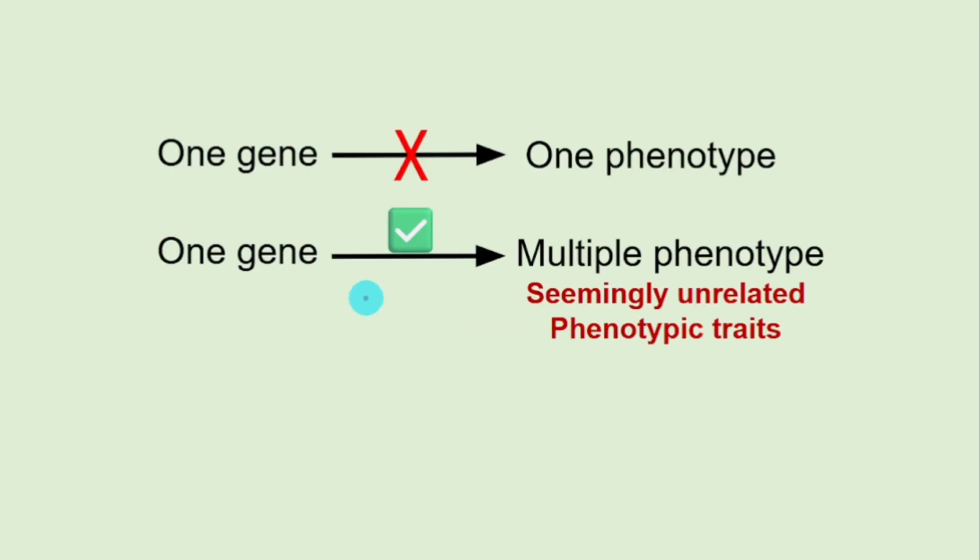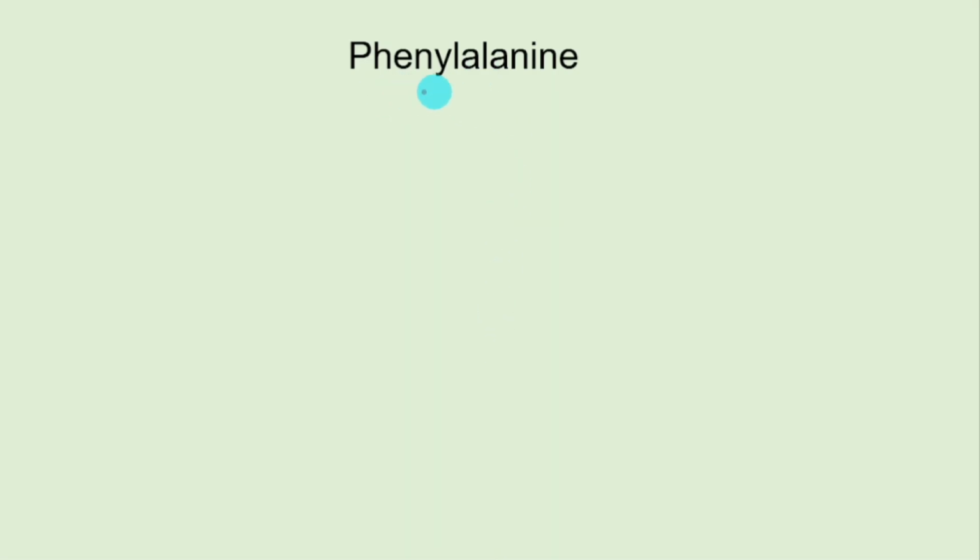So now we will try to understand how mutation in one gene can lead to multiple phenotypes. So see, you have learned about this amino acid. This is an essential amino acid, phenylalanine, and the enzyme phenylalanine hydroxylase. This will act on phenylalanine and it will remove the CH3 group, and in turn tyrosine will be produced. Now see what will happen if the gene which is encoding this enzyme is mutated. The result will be the enzyme will not be synthesized.